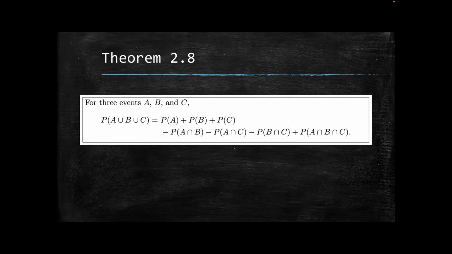The inclusion-exclusion rule can be generalized to unions of an arbitrary number of events. For example, for 3 events A, B, and C, the rule is stated here in Theorem 2.8.